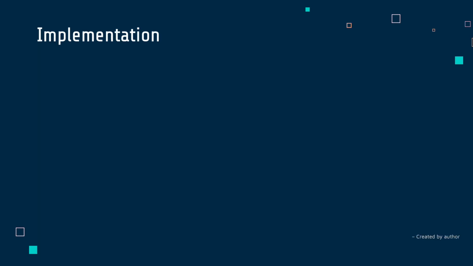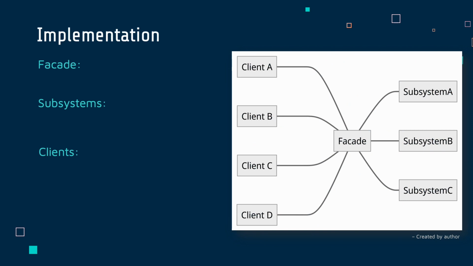The facade pattern typically involves three key players: facade, subsystem, and clients. As you can see from the diagram, there are 4 clients and 3 subsystems. Facade is the interface that clients interact with. It knows how to route client requests to the appropriate subsystem components. The facade's role is to simplify the usage of the subsystem.